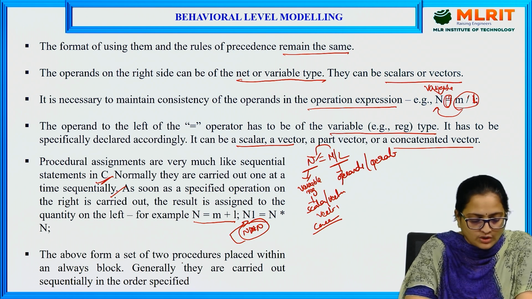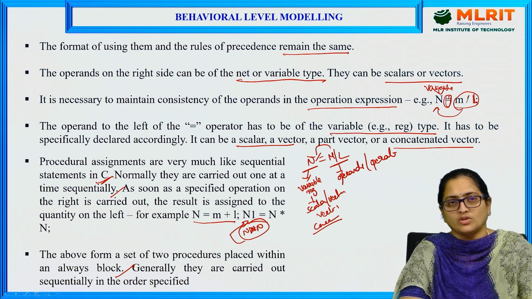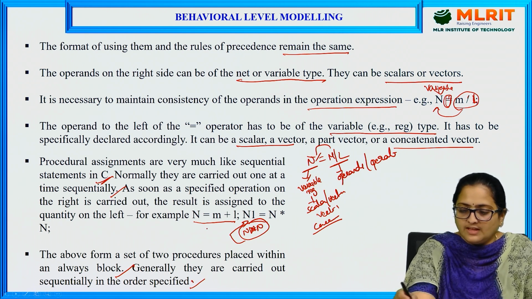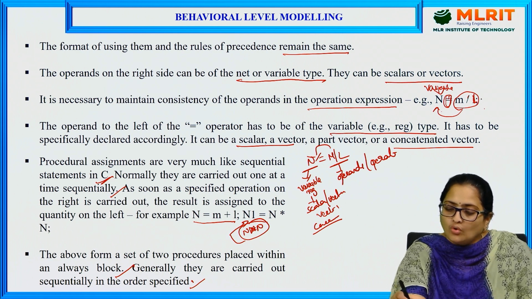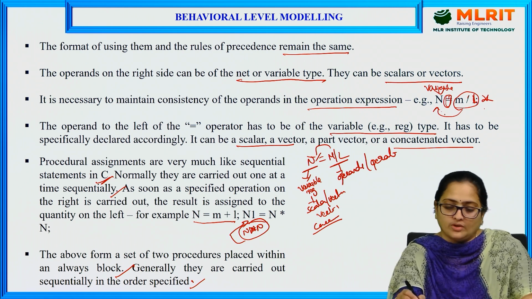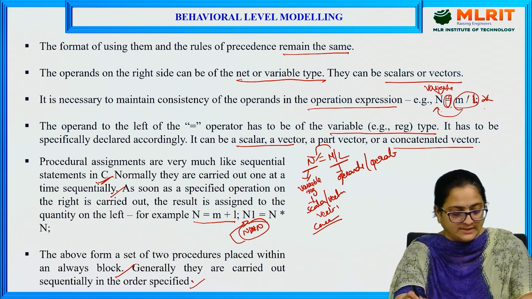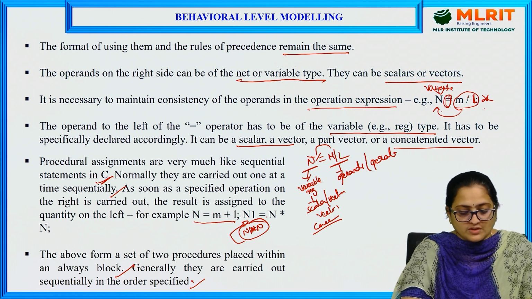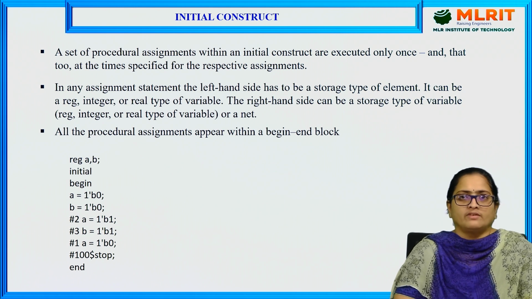The above form is a set of two procedures placed within an always block. Generally, they are carried out sequentially in an order specified. For example, here I have taken a single statement, that is n is equal to m divided by 1. So, no need to use an always statement. Here I am executing a single statement, and this statement is not necessary to place in an always block. But here we are executing a set of two procedural statements where these two have to be placed in an always block.